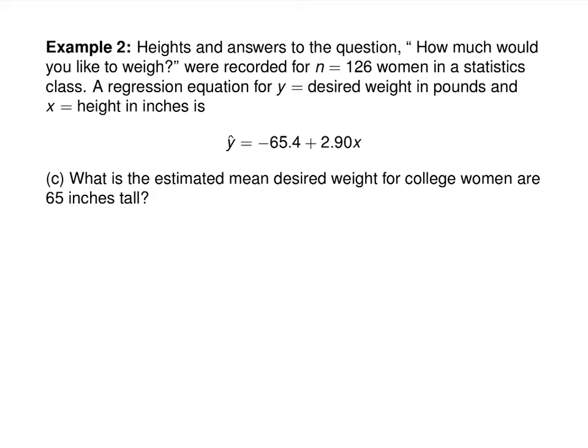What is the estimated mean desired weight for women who are 65 inches tall? Just for your reference, that's 5'5". So, well, the estimated mean desired weight of people that are this tall, 65.4 plus 2.90 times 65, turns out to be 123.1 pounds.